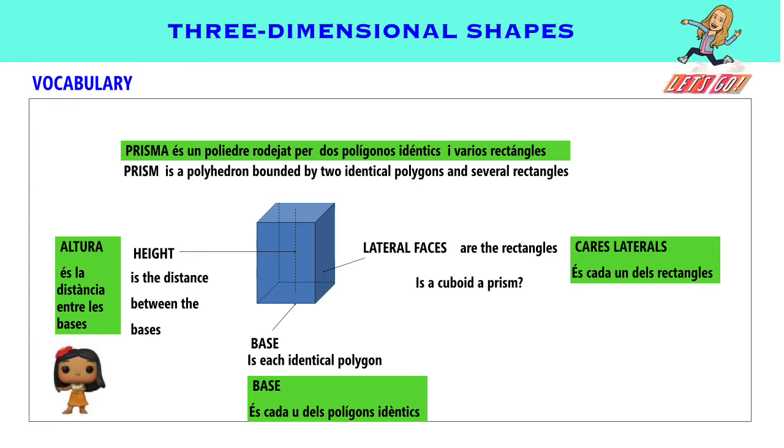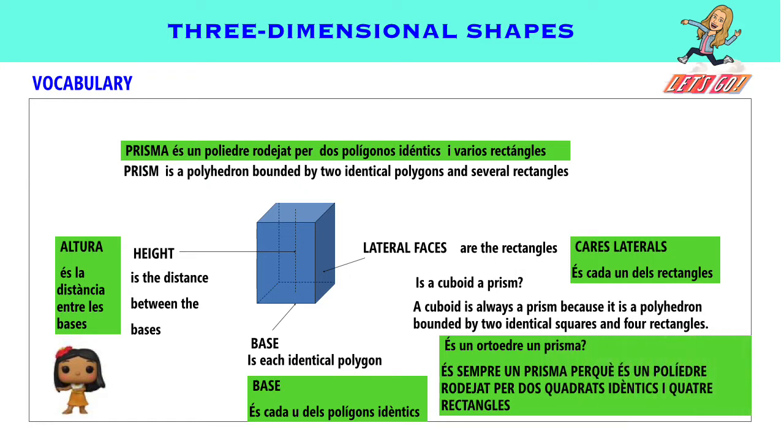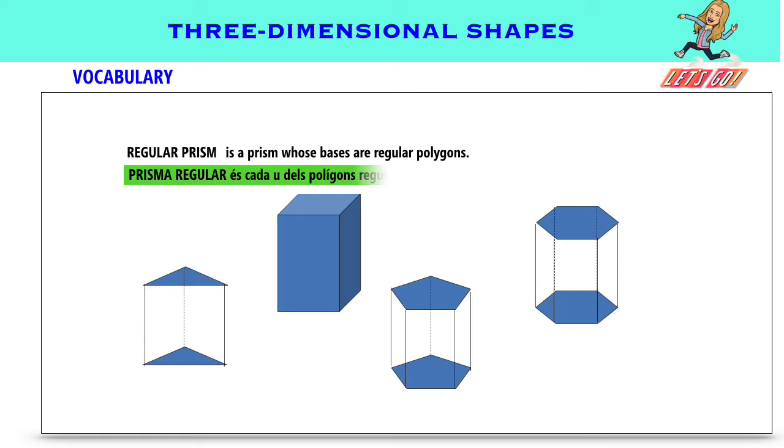Is a cuboid a prism? A cuboid is always a prism because it is a polyhedron bounded by 2 identical squares and 4 rectangles. Regular prism is a prism whose bases are regular polygons.